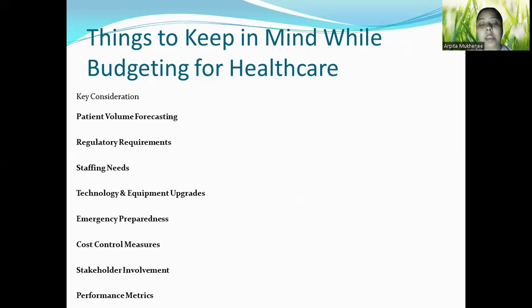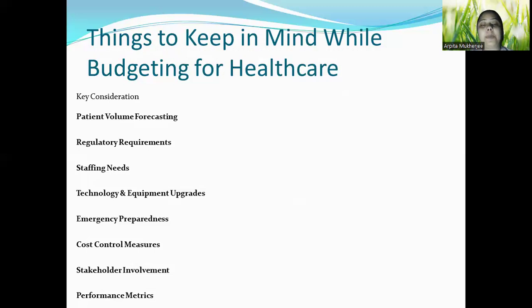Emergency preparedness. Allocating reserves for pandemics, disasters, or urgent repairs. Cost control measures, where we implement strategies to avoid overspending. Stakeholders' involvement, which includes department heads, finance team, and medical staff in planning. And performance metrics, use of data, for example, cost per patient, bed occupancy rate, to guide the planning.